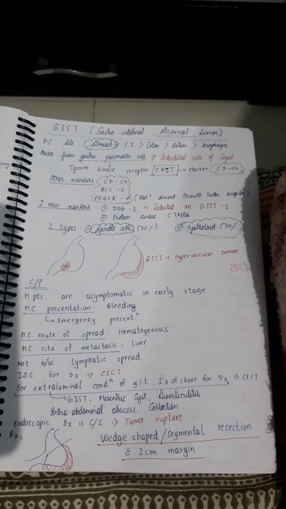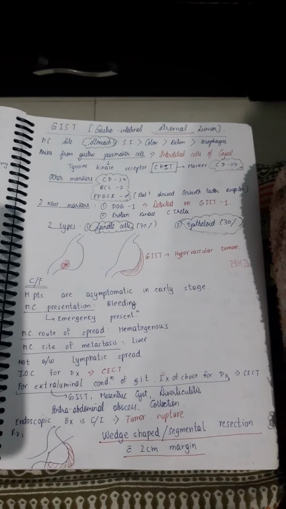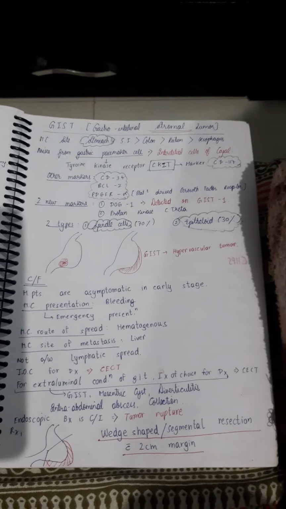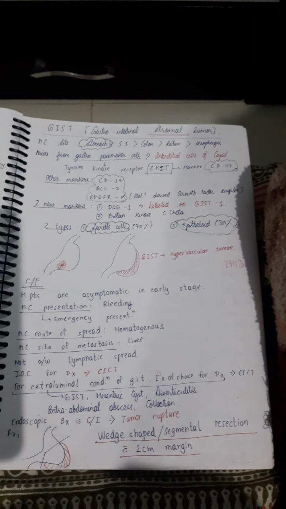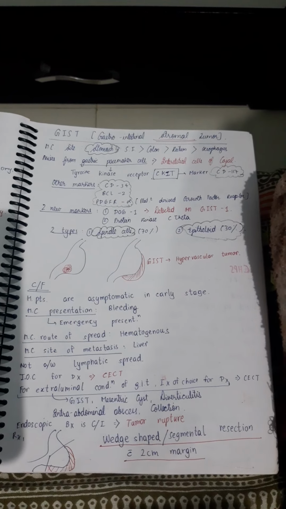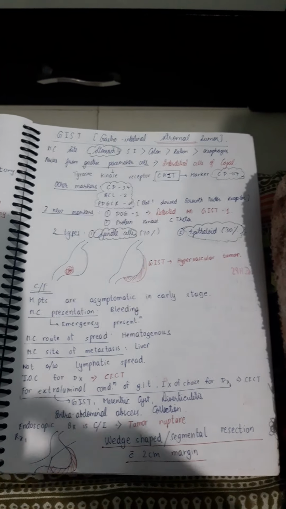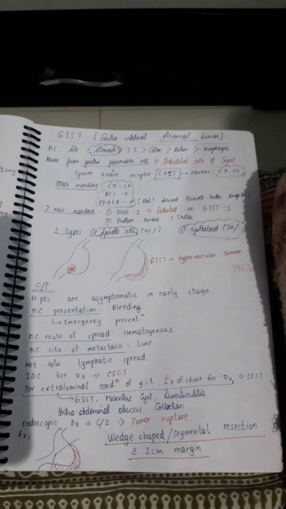Clinical features: most patients are asymptomatic in early stages. Most common presentation is the bleeding, and if there is bleeding as a presentation, then it is an emergency presentation. Now, how does the GIST spread? It spreads by hematogenous route, and the most common site of metastasis is to the liver. It is not associated with lymphatic spread.